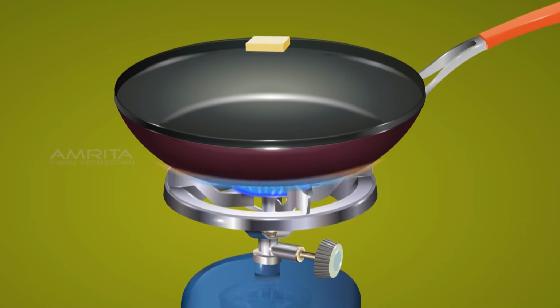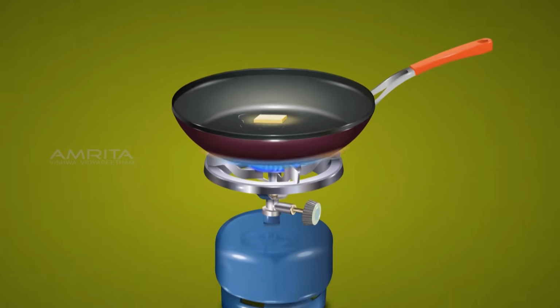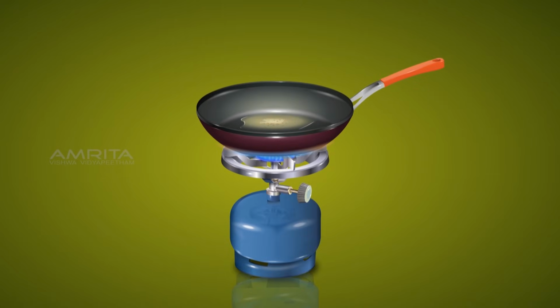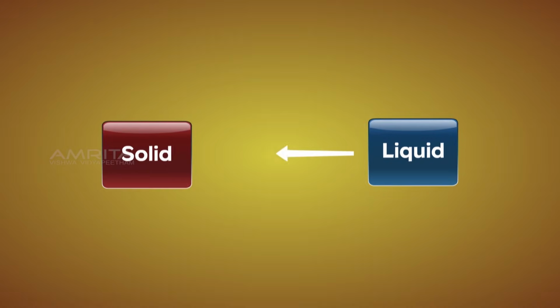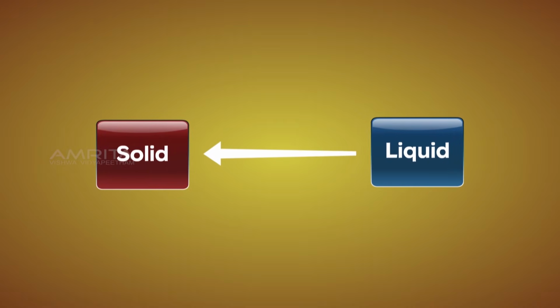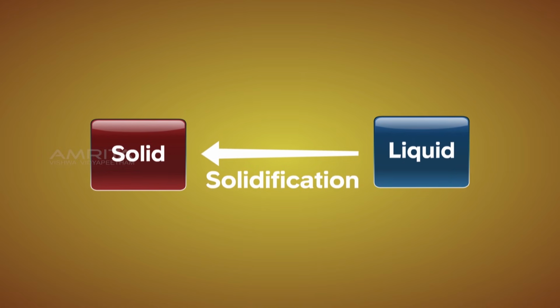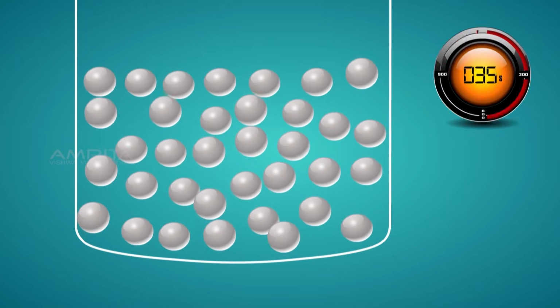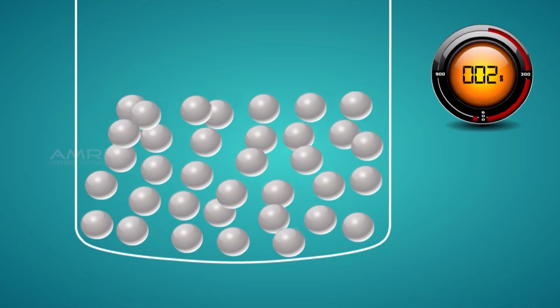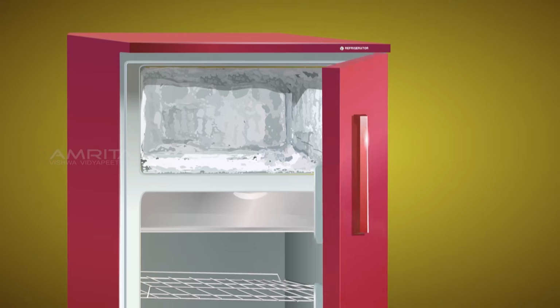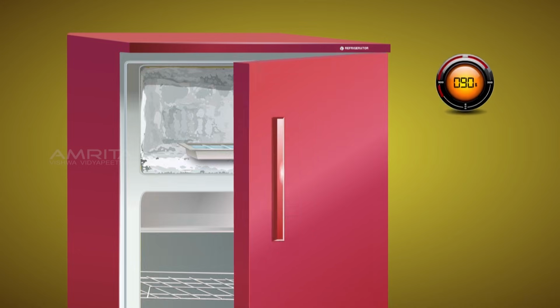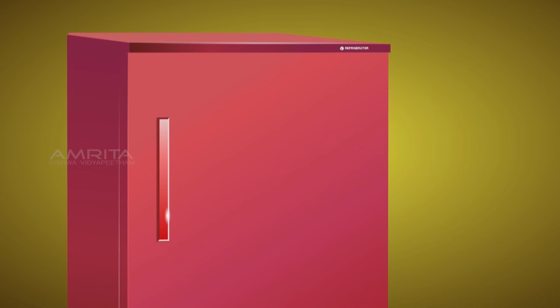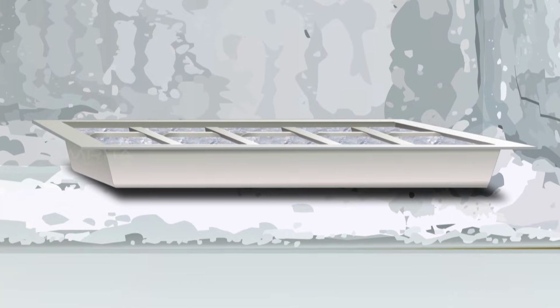When a piece of butter is placed on a frying pan and heated, the piece of butter slowly loses its shape and changes to liquid. Similarly, a liquid changes its state to solid by solidification. Upon freezing liquids, the space between the particles decreases and they solidify. When some water is poured in an ice tray and kept in the freezer, the water solidifies and becomes ice.